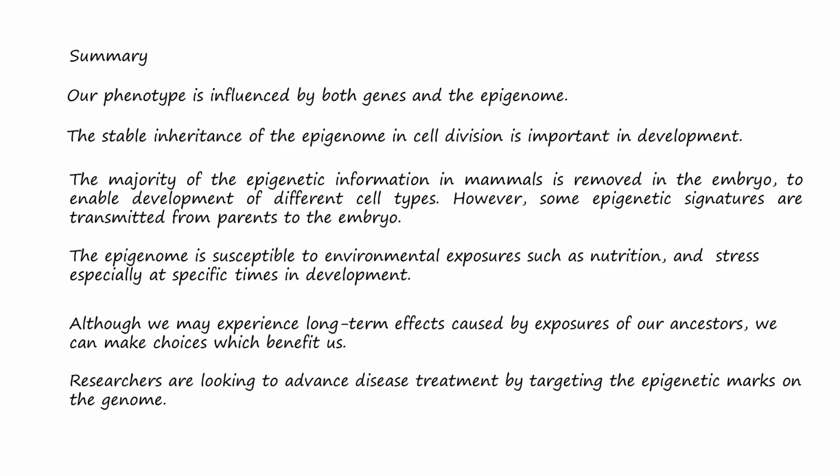In summary, both genes and the epigenome influence our phenotype. The stable mitotic inheritance of the epigenome is essential in development. Most of the epigenetic information in mammals is removed in the embryo to enable the development of different cell types. However, some epigenetic signatures are transmitted from parents to the embryo. The epigenome is susceptible to environmental exposures such as nutrition and stress, especially at specific times in development.